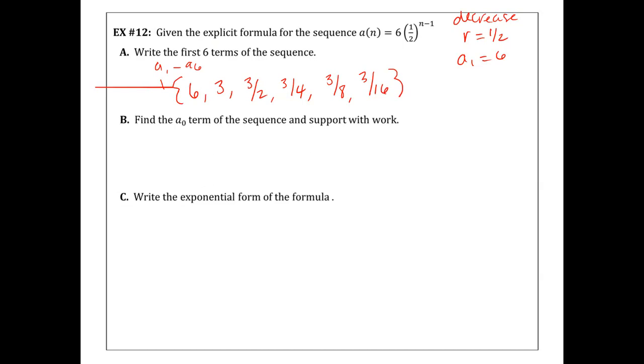All right, so with that, what would our A sub 0 be? If we had to make a prediction, it would be 12. If I wanted to check it out or follow the rule, I would do 6 times 1/2 to the 0 minus 1. Does that make sense? Plug it in, and I'm going to end up with 12. That would be you showing your work to support the answer: plugging in 0 for n. So a negative 1 power reciprocates, and then it becomes multiplication instead of division.